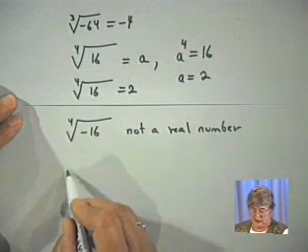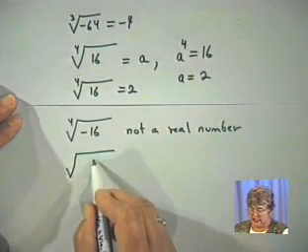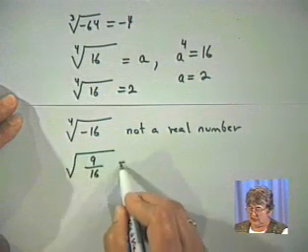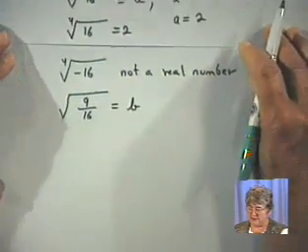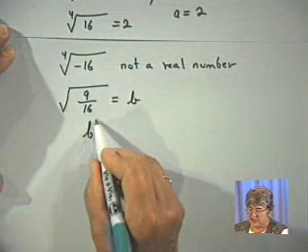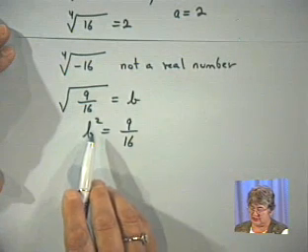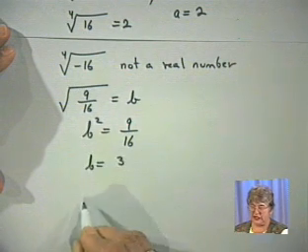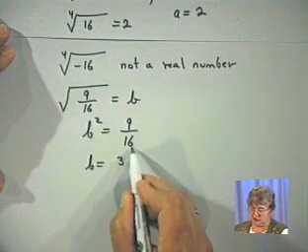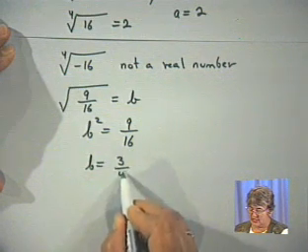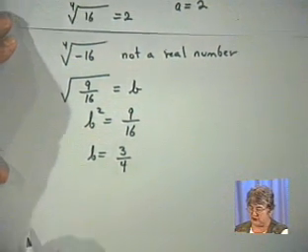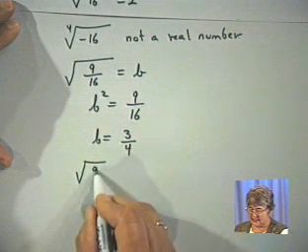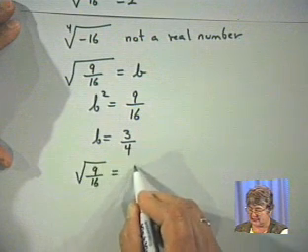What about the square root of 9/16? Here we have a number b, so that when we square b, you need something squared which gives you a 9, so that b is going to have a 3 in the numerator, and for the denominator, this will be 4 squared. So we can say b equals 3/4, because 3/4 squared equals 9/16. So the square root of 9/16 is 3/4.